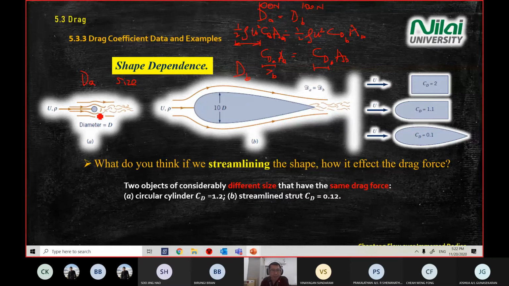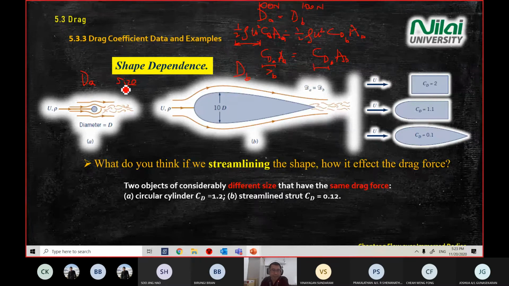Okay. Shape. First on the left, if you have a CD of 1.2, then it will be logical to have a CD of 0.12 for B, provided that we have an assumption that both generate the same amount of drag. Okay, so this is how we explain the phenomena by equation. Yes. Also, in practice, size doesn't matter. It's only the shape.